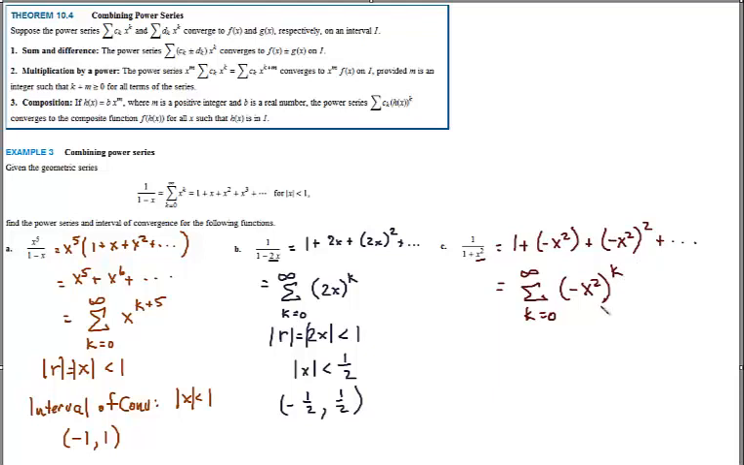Now, if this geometric series is to converge, that means that my r, which equals -x squared, must have absolute value less than 1, which means that the absolute value of x must be less than 1, or my interval of convergence is another -1 to 1.